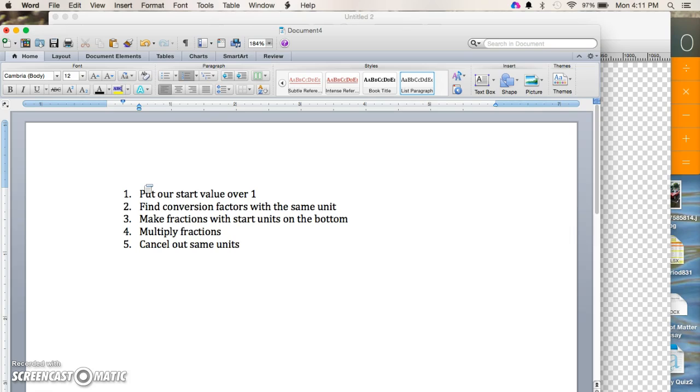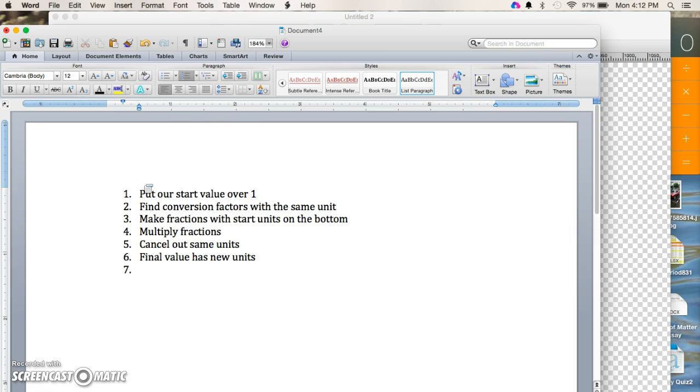When we have units on the top and on the bottom that are the same, we're going to cancel them out. Next, our final value. Our final value, that means the value that we have when we get done with our units, is going to have the new unit.